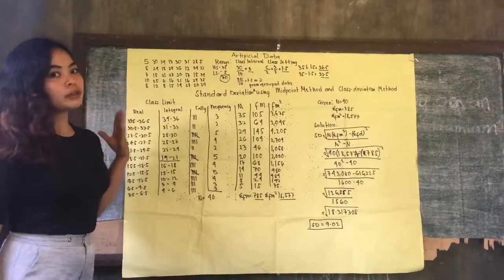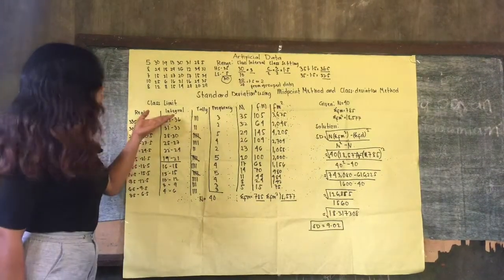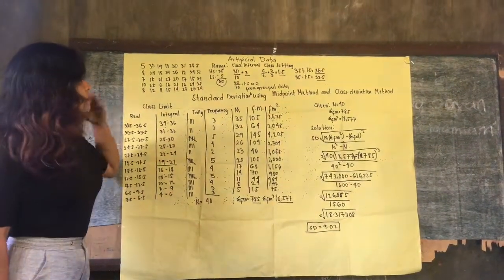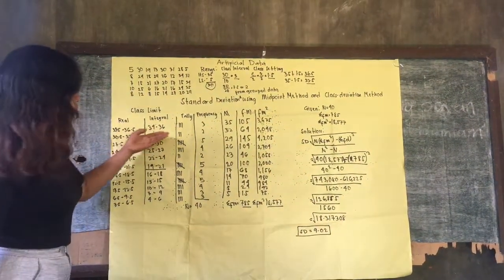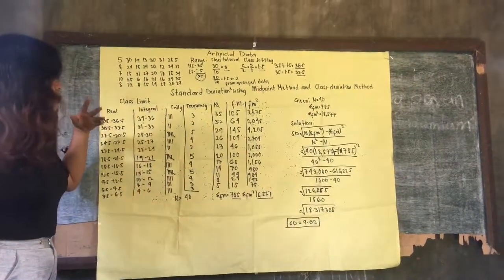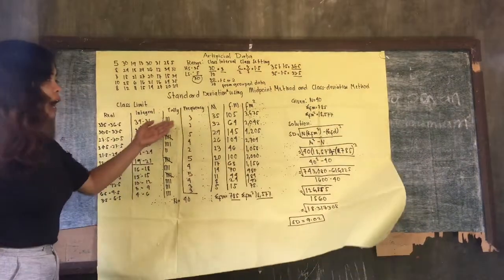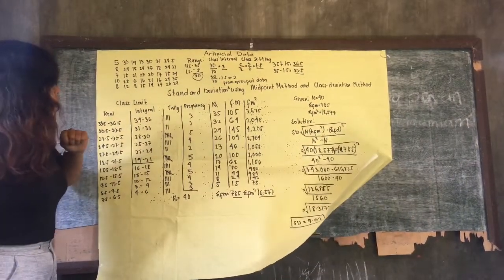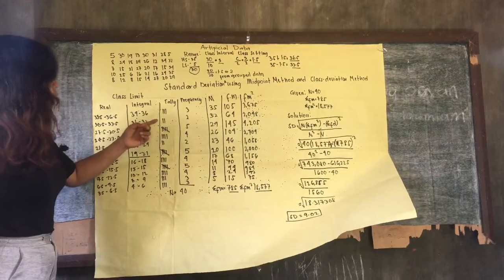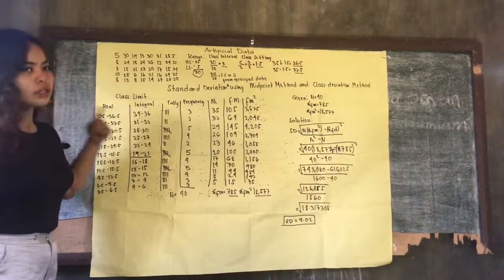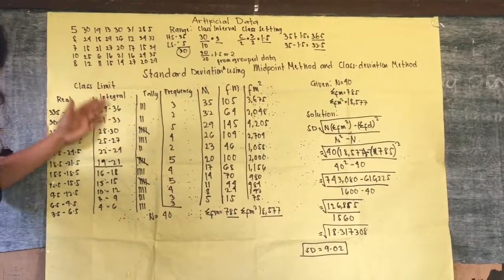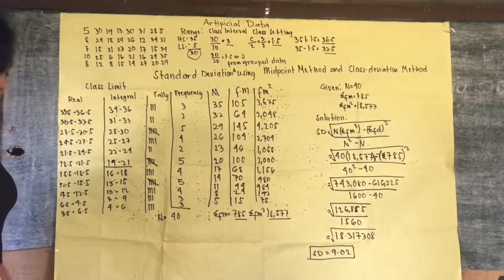Since we already have the real limits, we are now ready to tally the scores. So simply count the scores that belong in each class limit. So we have a tally of 3 from the scores 34 to 36, then a tally of 2 from 31 to 33, then a tally of 5 from 28 to 30, and so on and so forth.